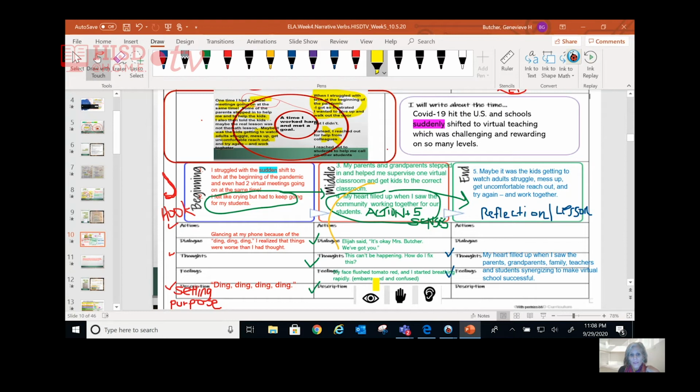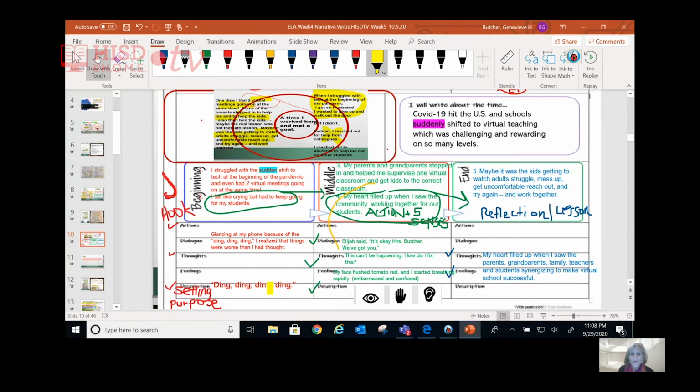It doesn't mean we have to use all of these, but we want to put them together in our full essay to see how we want to move them in and pick which ones would be the best, right? And then here we have, maybe it was the kids getting to watch adults struggle, mess up. So we know it'll instead start with, my heart filled up when I saw the community working together for our students. Synergizing to make virtual school successful. Maybe it was the kids getting to watch adults struggle, mess up, get uncomfortable, reach out and try again and work together. That was the best lesson of all.